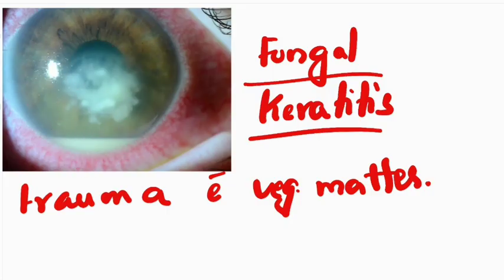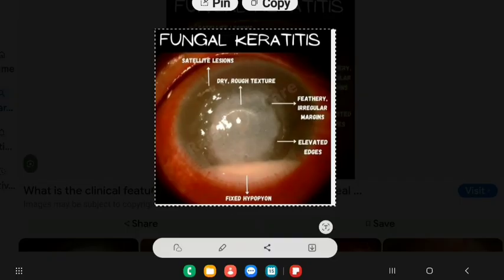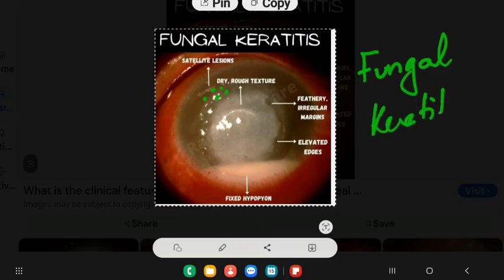Another feature they will give you is satellite lesions. What do you mean by satellite lesions? See, you can see this big ulcer here. This is fungal keratitis, okay? And around the big ulcer, you can see small infiltrates. Can you appreciate these small infiltrates here? Yes, they are called satellite lesions. Satellite lesions are small daughter lesions seen around the main ulcer, and if you see satellite lesions, it strongly suggests fungal keratitis.